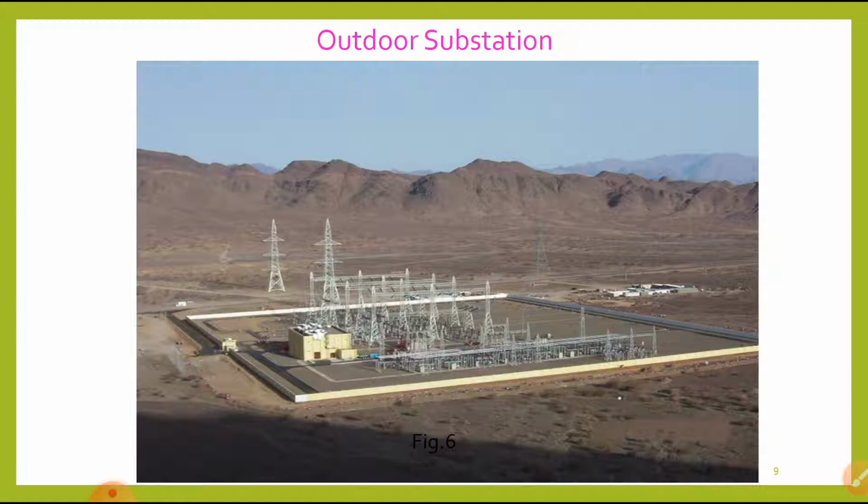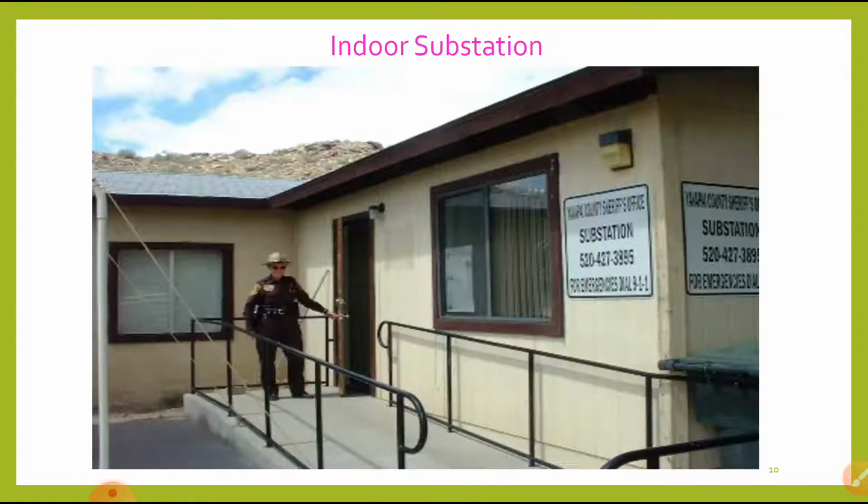Now, you can see the indoor substations. Where space is not available, they will use indoor substations. All equipment, transformers and accessories are placed inside a roof. Lately we are using GIS, gas insulated substations, which take very little space for the same voltage and same purposes, but it is costly.